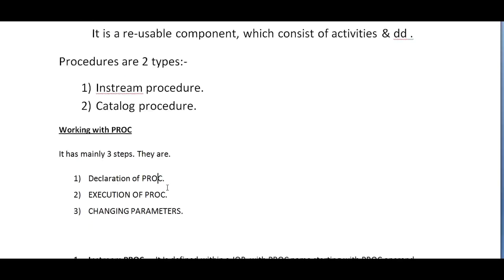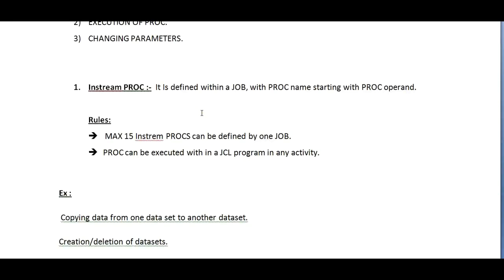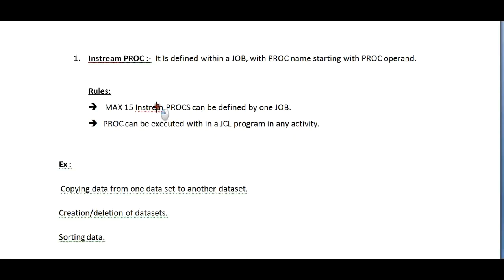Since I said we have two kinds of procs here, in-stream proc and catalog proc: when I say in-stream proc, this proc is defined in a specific job and its scope is specific to that particular job only. When I say catalog procedure, it is global. In this we define certain steps which are global. These are created in a separate PDS member and these procs are called by separate job members. Rules: a maximum of 15 in-stream procs can be defined within one job.